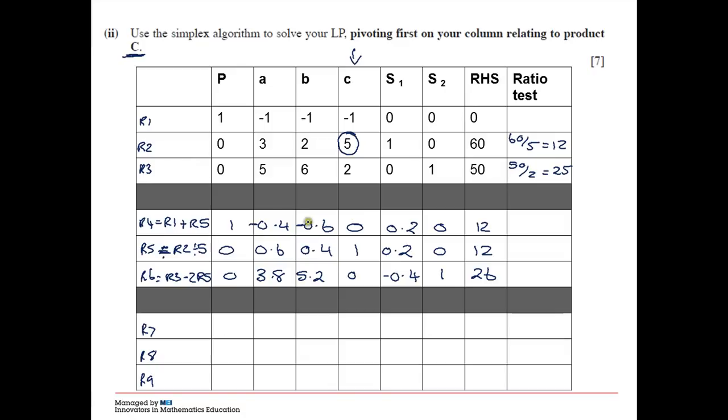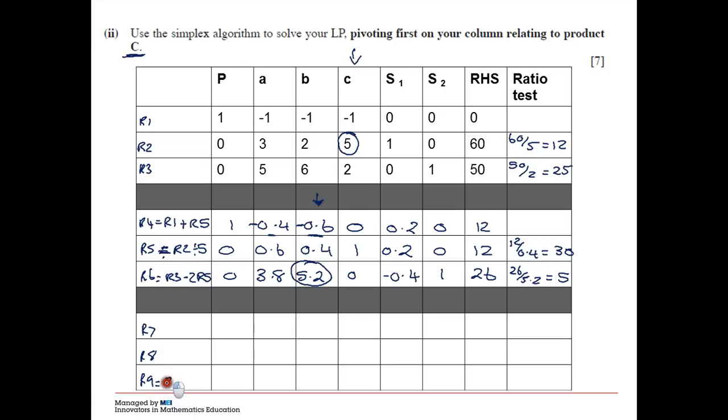Now looking at that, we've got two negative entries in the top row, and the entry in column B is the most negative, so we will pivot on column B. Doing the ratio test again, that's going to be 12 divided by 0.4, and this one is going to be 26 divided by 5.2. And if anybody thinks I'm doing this quickly in my head, I should reassure you that I used a calculator to do it earlier. So I'm not pretending to be a super person here. There it is. That's our pivot element.